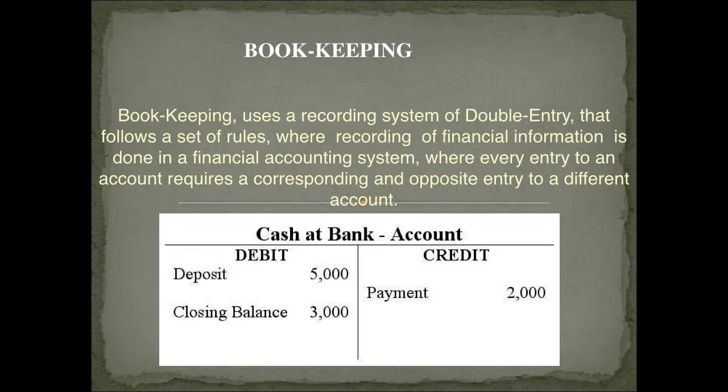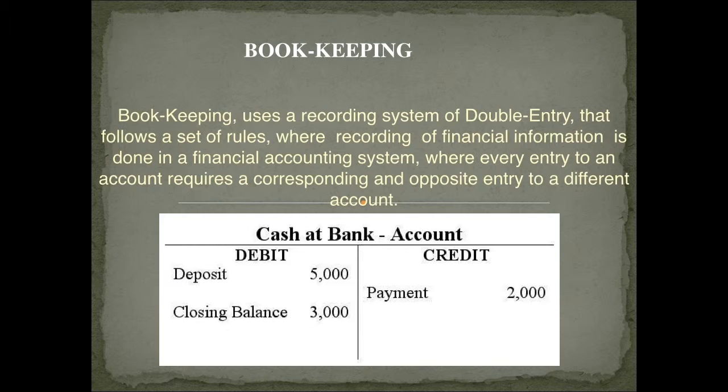The diagram below shows us the double entry system. The double entry system is a recording system used when we are doing bookkeeping that follows a set of rules, where recording of financial information is done in a financial accounting system where every entry to an account requires a corresponding and opposite entry to a different account.